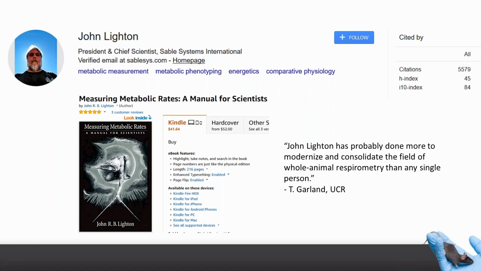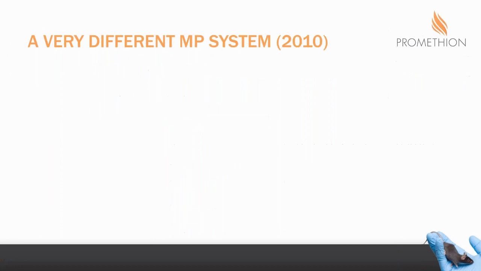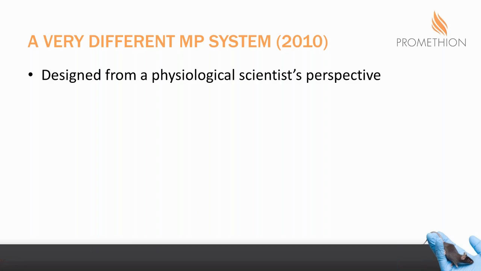In any event, I'm now a recovering academic, and I started the company Sable Systems in 1987, and then we got so many requests to generate a metabolic phenotyping system that we finally decided, okay, this is the time to do it. We had the system ready in 2010. It's very different. It's designed from a physiological scientist's perspective, not an engineering perspective.